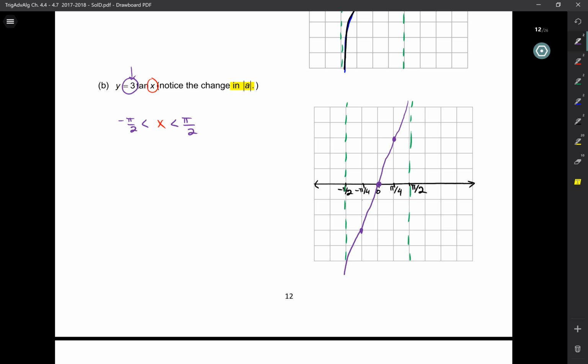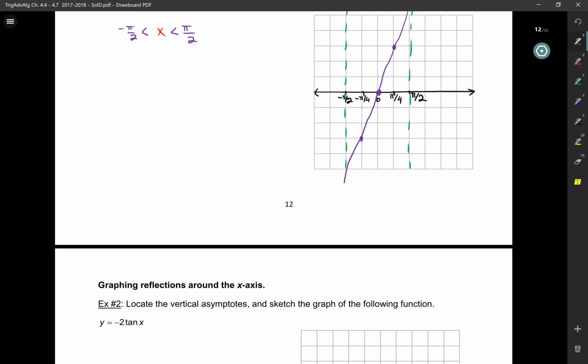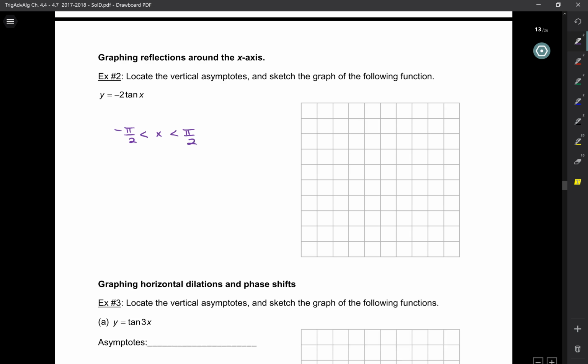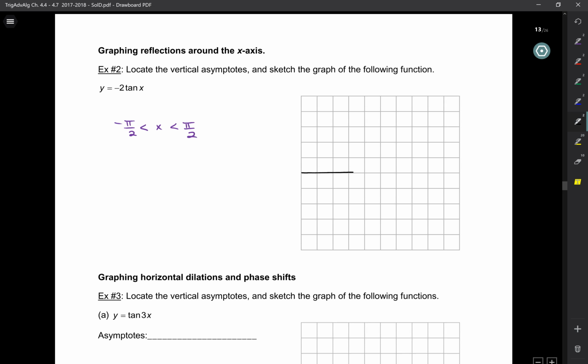Okay? All right. So now, let's do one with a negative. It's going to be negative pi over 2 to x to pi over 2. So same deal. Our asymptotes are at negative pi over 2 and pi over 2.